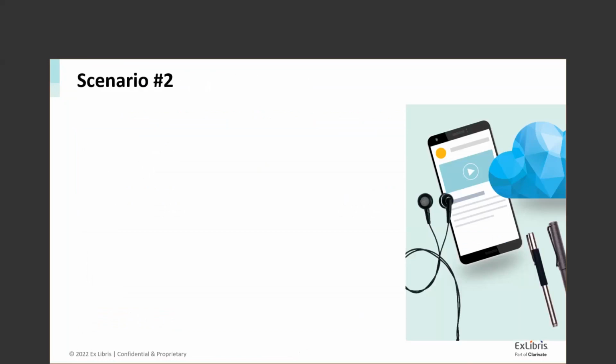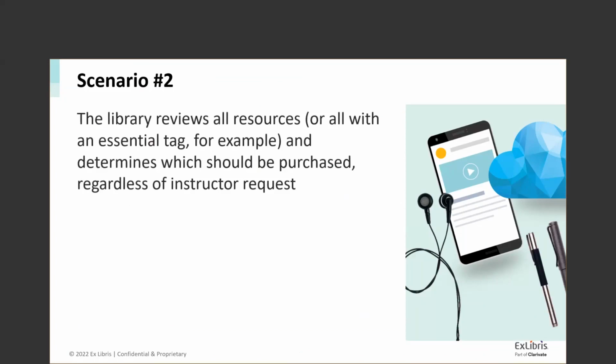So another scenario, maybe at your institution, rather than instructors being the one to make the request, library staff are the ones who are making the decisions about what to purchase. Instructors add their items to the list, but you at the library already know your collection development policy. You know which types of resources you purchase. You know your requirements for different types of resources.